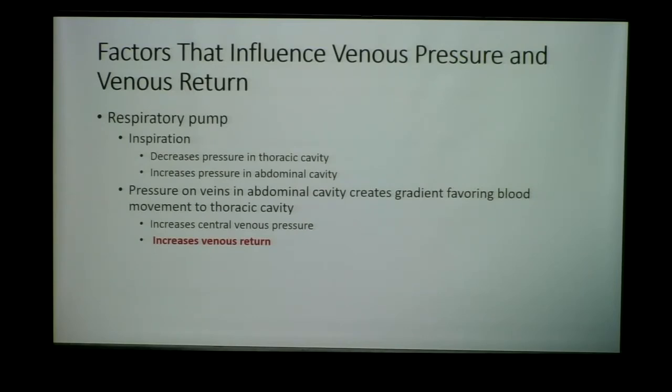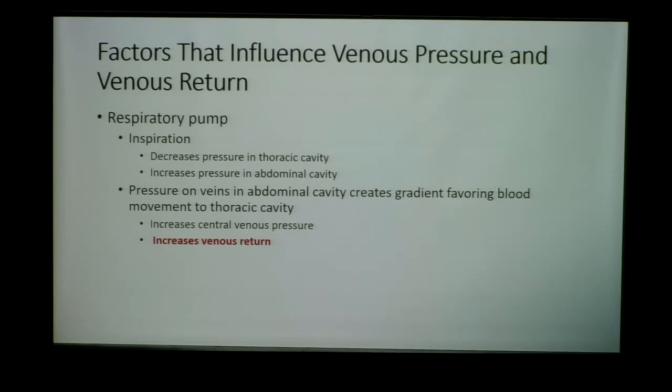The second one is the respiratory pump. So the respiratory pump works in a very similar way as the skeletal muscle pump. It's basically creating pressure gradients across the thorax and the abdomen, which again squeezes blood towards the heart and prevents backflow. So when we inspire, our lungs fill with air, our diaphragm comes down, right? It's dragged down, and it actually increases the pressure that's in the abdomen, simultaneously decreasing the pressure that's in the thorax. What does that create?